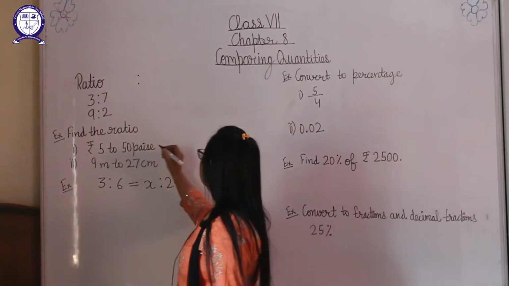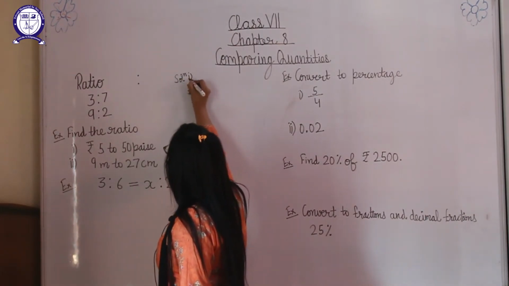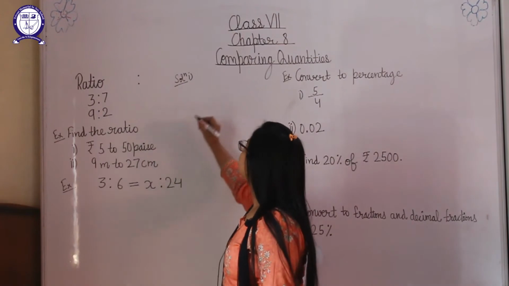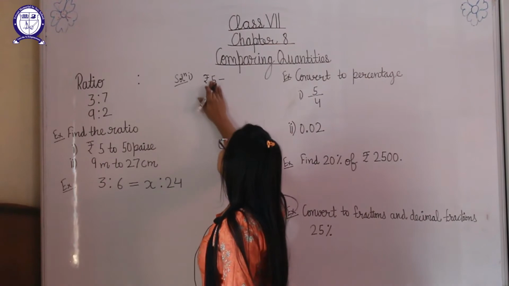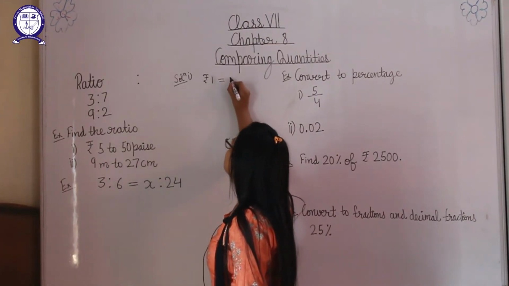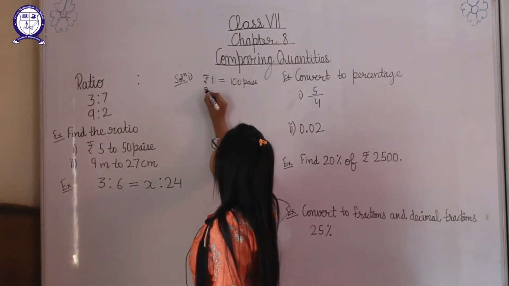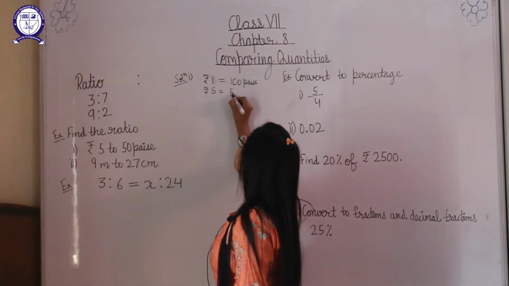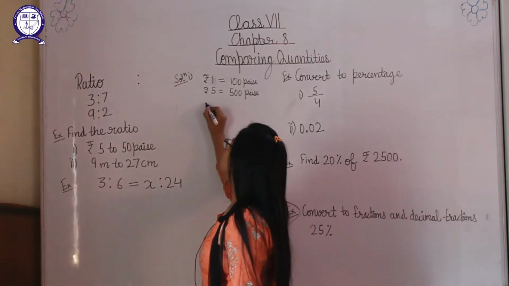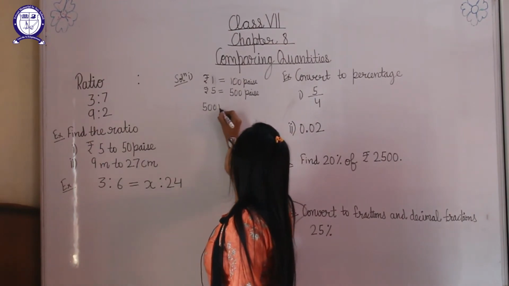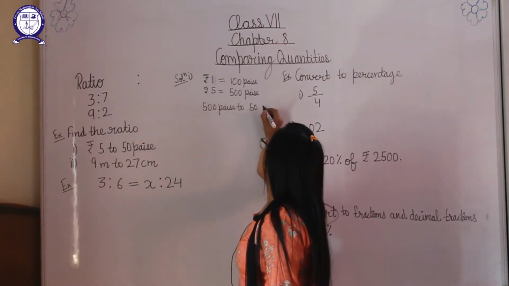So here is the solution. I am telling you about the first part. Here rupees 5 to 50 paise is there, so we know that rupees 1 is equal to 100 paise, right? So 5 rupees will be equal to how much paise? Rupees 5 will be equal to 500 paise. So now we need to find out the ratio of 500 paise to 50 paise. So now how will we solve?